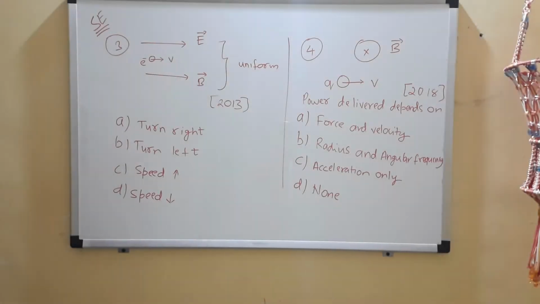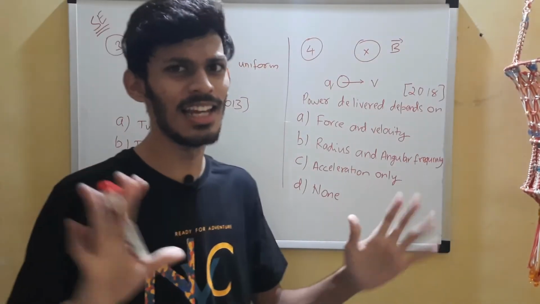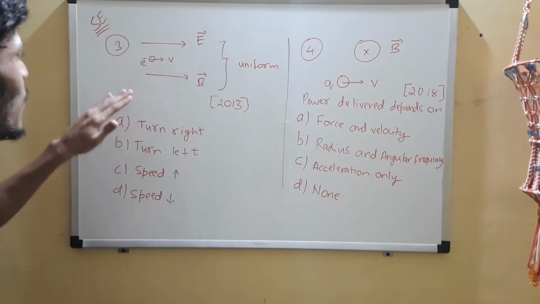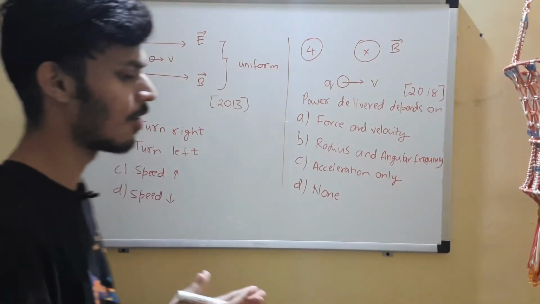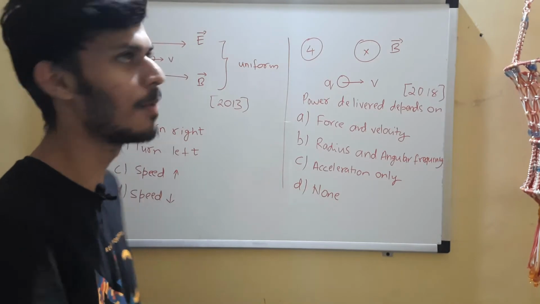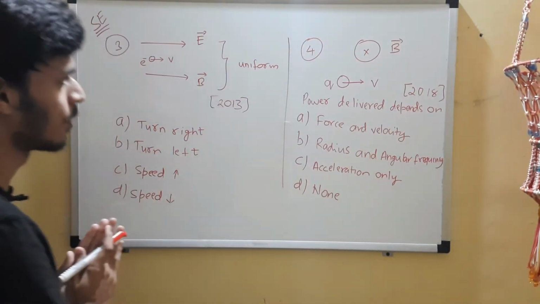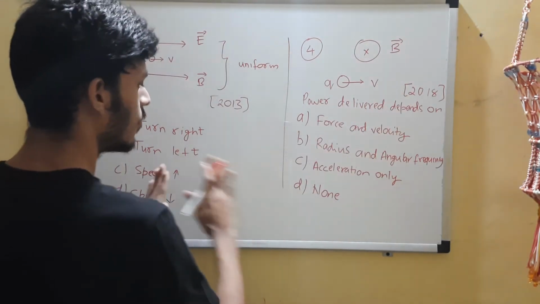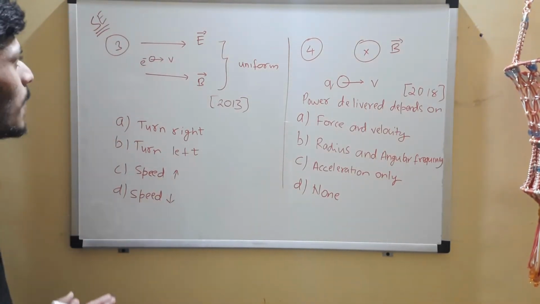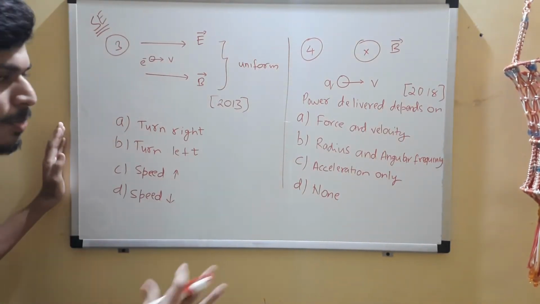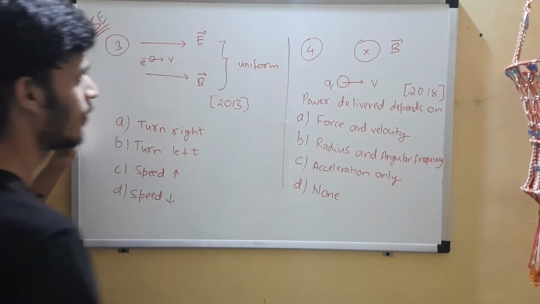So question 3 and question 4 over here, we are still in the super easy category. In question 3 you are given a region of uniform electric field and uniform magnetic field. The region is, suppose, the plane of this board. So in this region you have uniform electric field and uniform magnetic field. The direction of both the fields is from left to right.